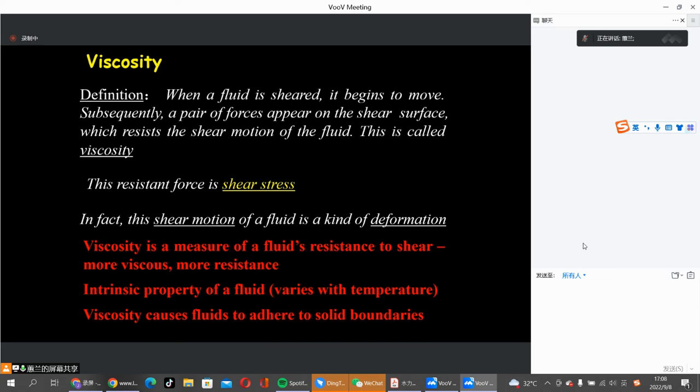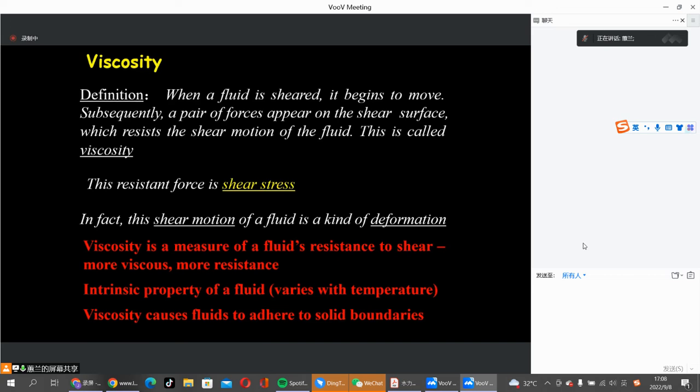it will definitely begin to move, right? No matter how small the shear force is, the fluid will keep moving, keep deforming continuously. A pair of forces appears on the shear surface which resists the shear motion of the fluid. This is called viscosity. The shear motion of fluid is definitely a kind of deformation. So viscosity is a measure of the fluid's resistance to shear.